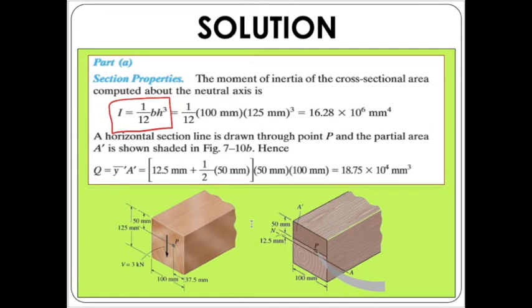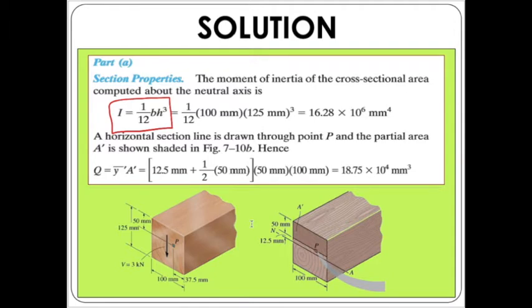A horizontal section line is drawn through point P and the partial area A prime is shown shaded in the figure. This is for the calculation of Q. We are going to consider either one of the cross-sectional areas, it can be the top area or the bottom area. If we use either the top A or the bottom A, we are going to consider two different values of the y bar as well.